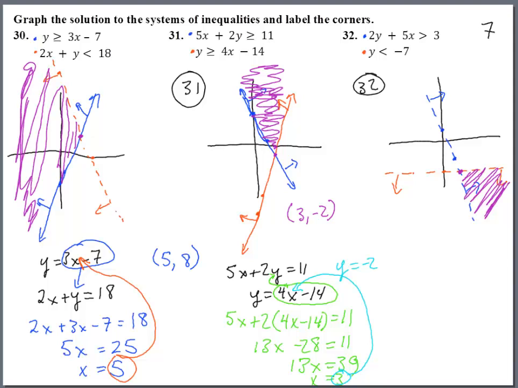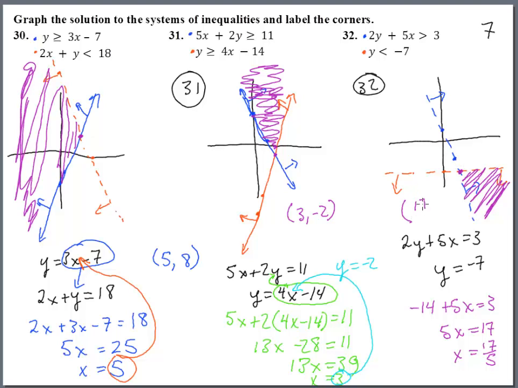So it's going to be the intersection of the two lines, 2y plus 5x equals 3, and y equals negative 7. We're going to solve this system of equations. Hey, they already gave us the y equals negative 7, so let's just pop that guy in. If y equals negative 7, we get negative 14 plus 5x equals 3. Add over, and you get 5x equals 17. X equals 17 fifths. So that means this point right here is 17 fifths. Y is negative 7. And that's the corner.